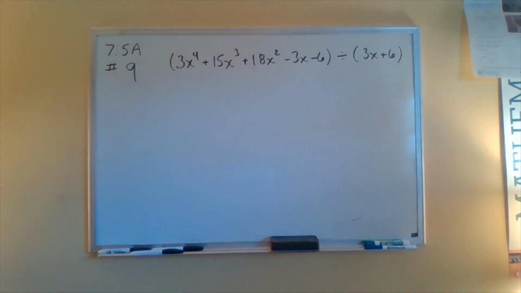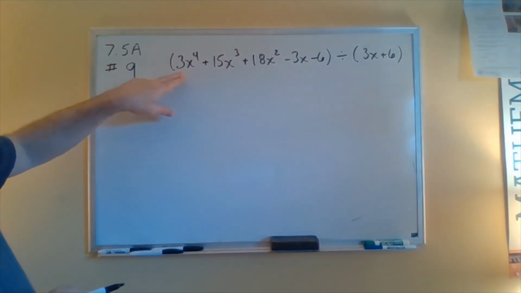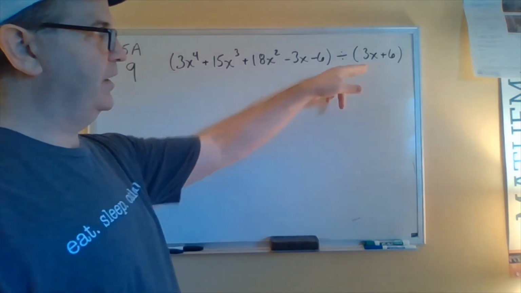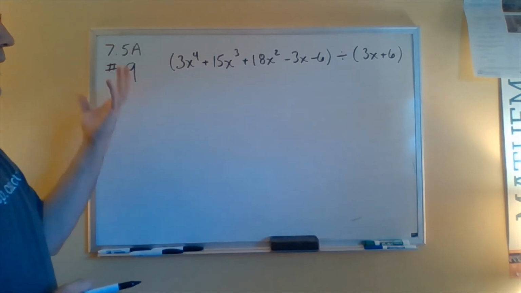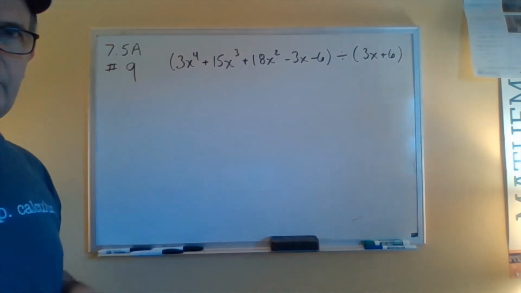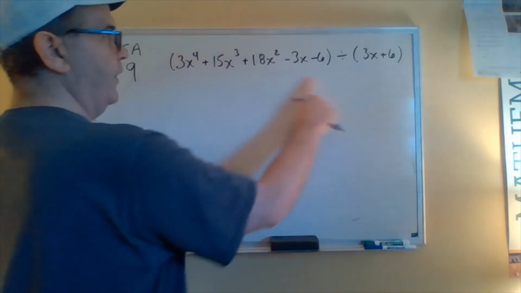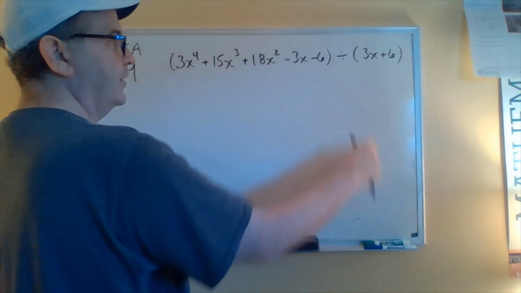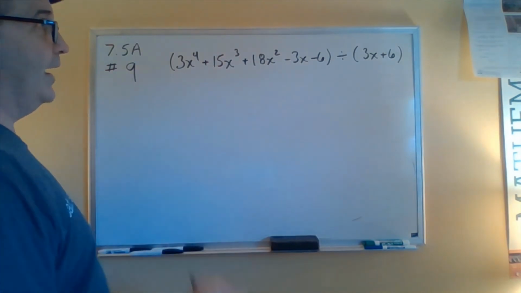Number 9, we're given the polynomial 3x to the 4th plus 15x cubed plus 18x squared minus 3x minus 6 divided by 3x plus 6. When I see a leading coefficient that's not 1, and I have the same thing over here in my divisor, I'm going to look and see, can I reduce these coefficients by any number? Is there a common factor amongst all my coefficients? 3, 15, 18, 3, 6, and there is. I can divide this entire thing by 3.